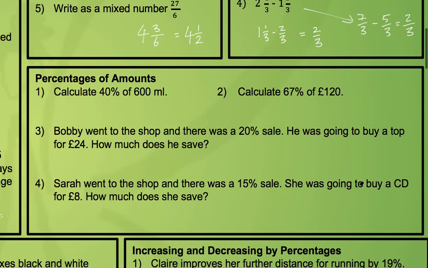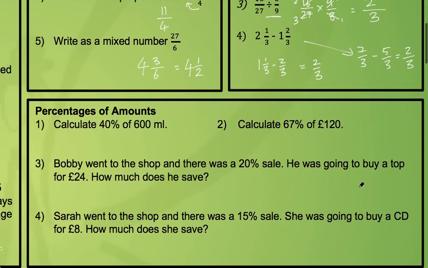Okay, on to percentages of amounts. Calculate 40% of 600 milliliters. I would be using the fact that 10% is 60 milliliters. So if I want 40%, I need to take that 10% and times it by 4. So 4 6s, 24, that is 240 milliliters.